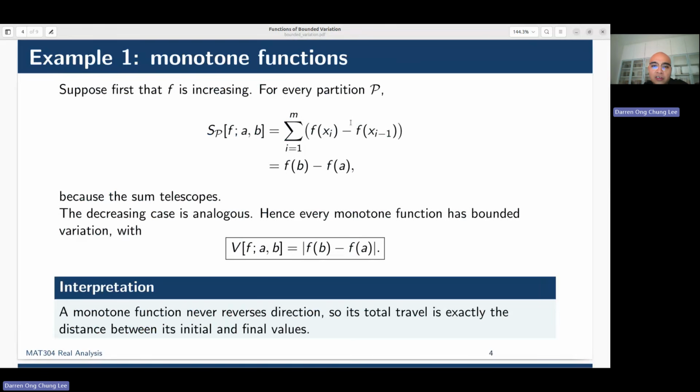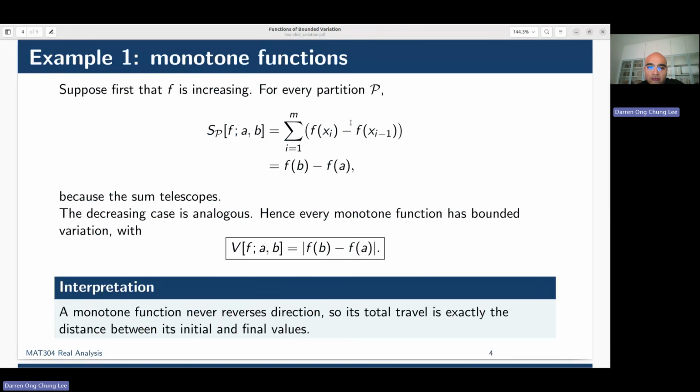If we have a decreasing function, it remains the same. Now, what happens is that the absolute value changes everything to a negative, right? But we still end up with the same thing, and we end up with f(a) minus f(b) instead. So every monotone function will have bounded variation, and the variation will be exactly the absolute value of f(b) minus f(a). So if the function is increasing, you get f(b) minus f(a). If the function is decreasing, you get f(a) minus f(b).